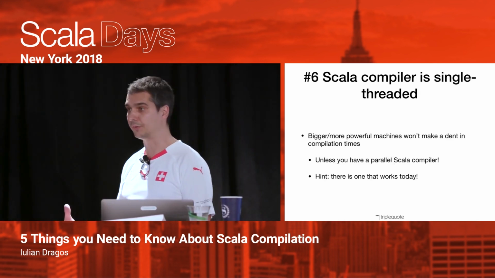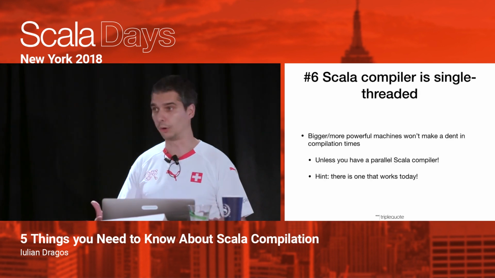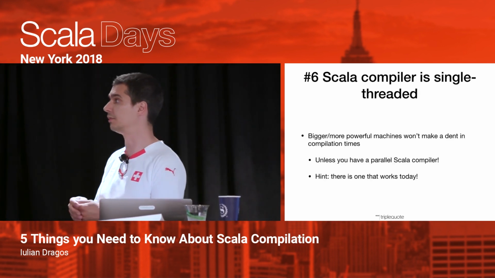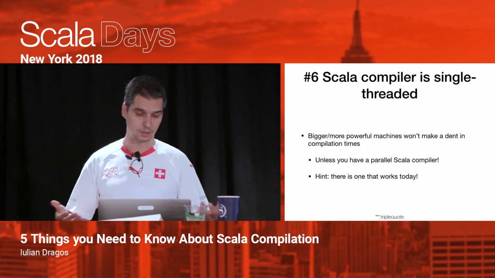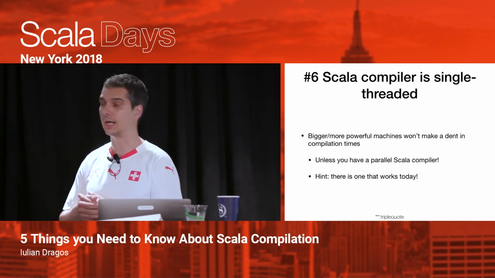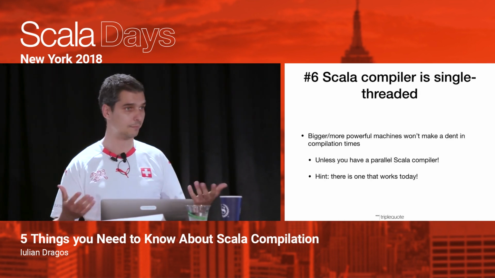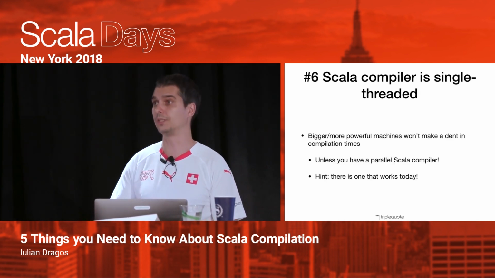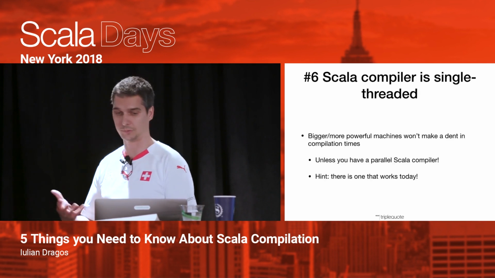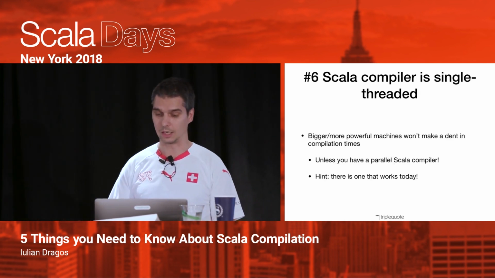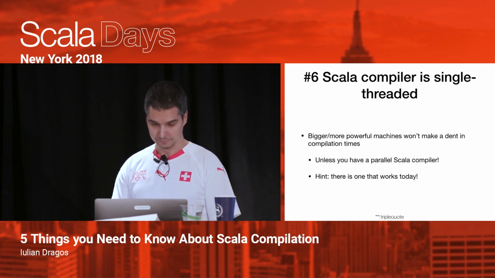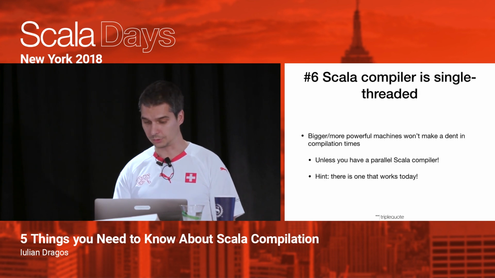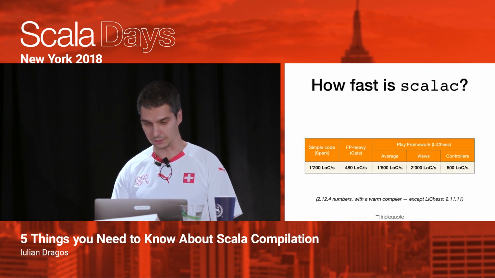So unless you have a way to utilize more cores, single-threaded performance is not really improving anymore. So unless you have a parallel Scala compiler, you won't really be able to improve compilation speeds, or you need to have some other ways of utilizing the hardware to get faster compilation. There is one that works today, of course. That's Hydra, but that's not why I'm here.